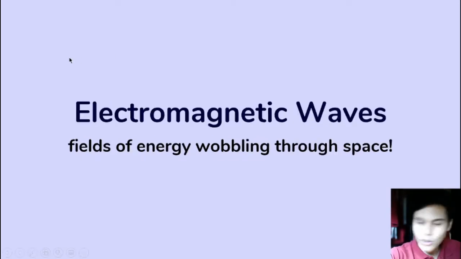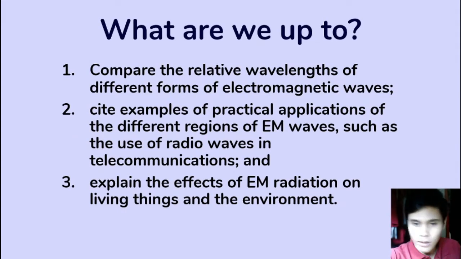So part of this question can be answered through the concept of electromagnetic waves. These are basically fields of energy that wobble through space. What does that mean? We're going to take that into account in this session. So what are we up to? We're going to compare the relative wavelengths of different forms of electromagnetic waves, look at some of the uses and applications of different types of waves, and explain the effects of radiation on living things and the environment.